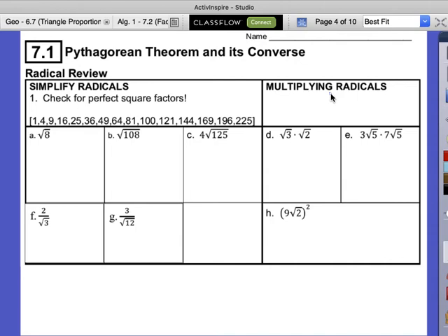Okay, SWBAT: students will be able to simplify radicals, use the Pythagorean theorem and its converse, section 6.1.